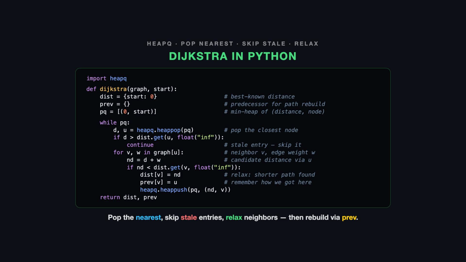Otherwise, relax every neighbor. If going through the current node is shorter, we update the neighbor's distance, set its predecessor, and push it back on the heap. When the heap empties, dist holds the shortest distance to every node, and previous lets us rebuild each path. That is Dijkstra, end to end.